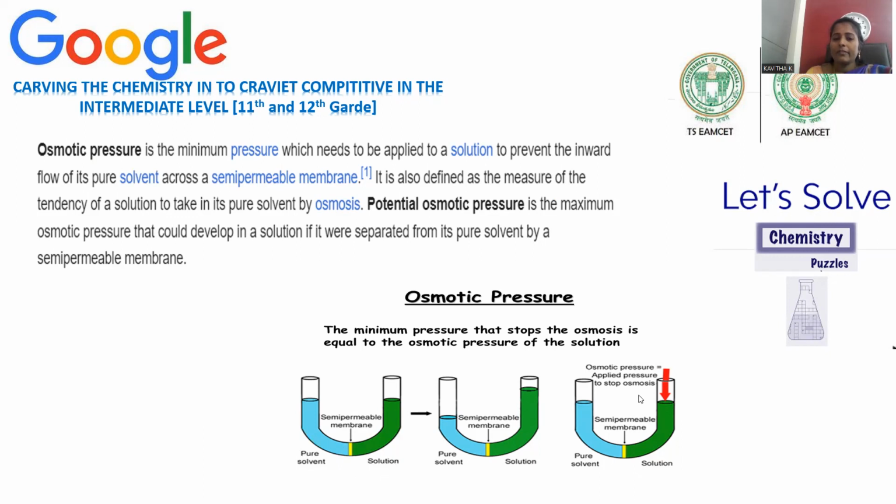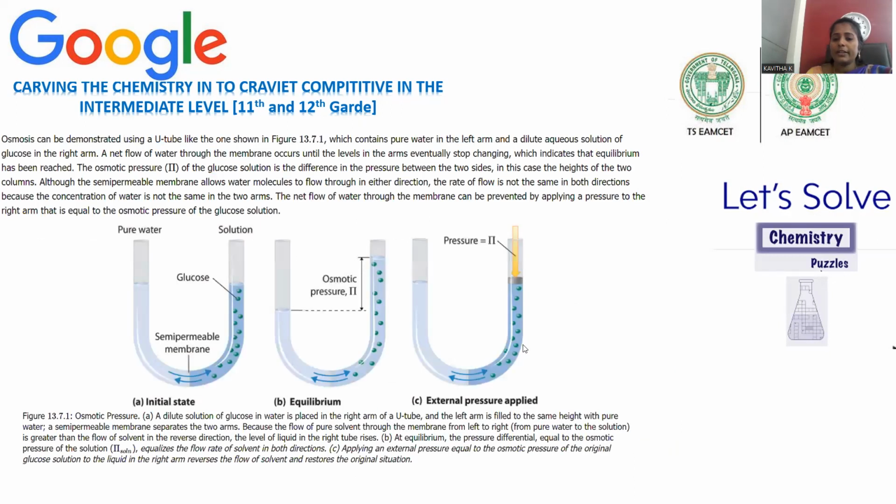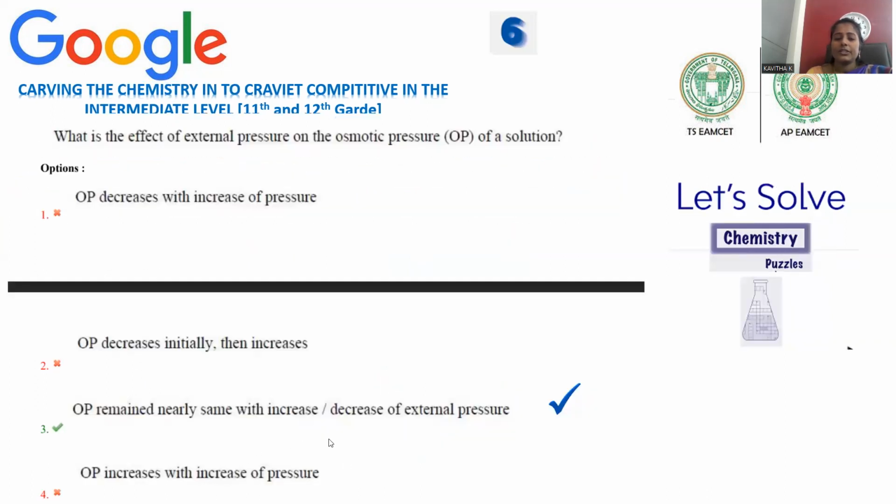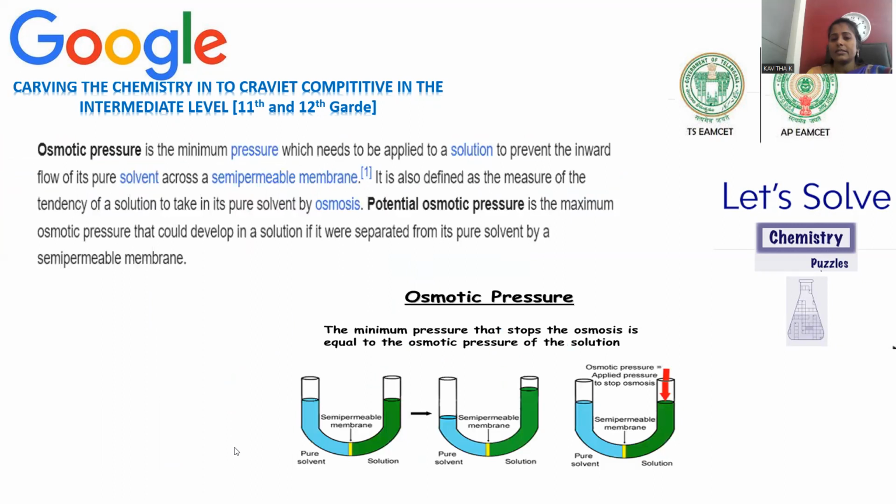Whenever external pressure is applied, you can notice that the osmotic pressure is not affected and both the levels exist in equilibrium. Even if external pressure is increased or decreased, osmotic pressure will not change. It remains in equilibrium, it remains the same. That is mentioned in option number 3. For question number 6, option number 3 is the correct answer.